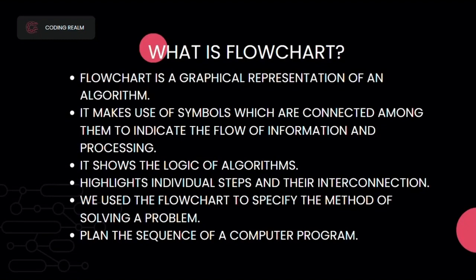First, what is a flowchart? A flowchart is a general representation, a graphical representation of an algorithm. Each program has its specific flowchart. The flowchart represents a program. It makes use of symbols which are connected among them to indicate the flow of information and processing. It shows the logic of the algorithm, and it highlights individual steps and their interconnection.